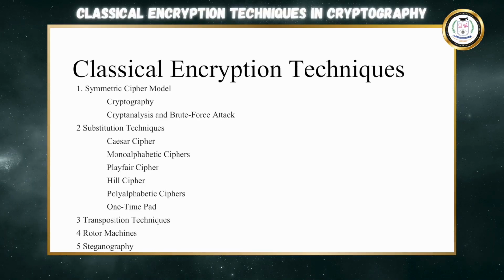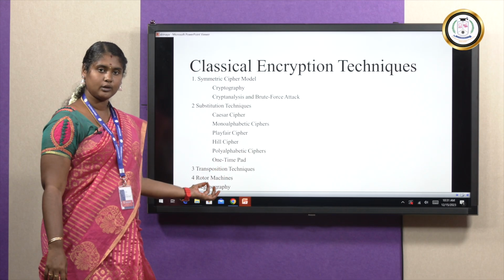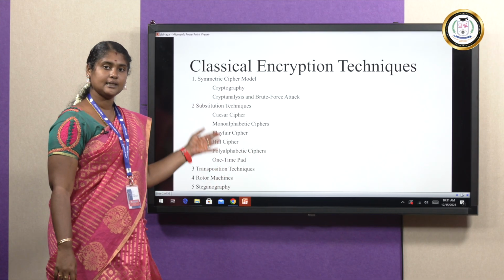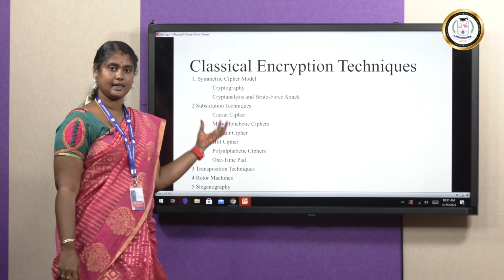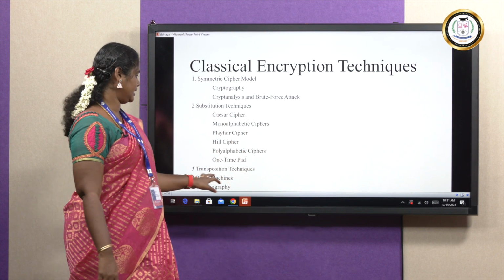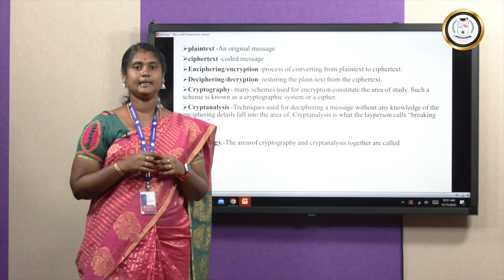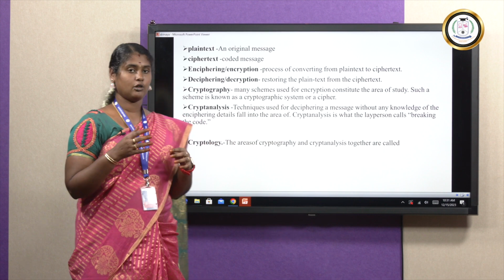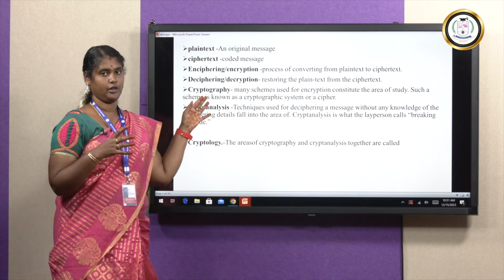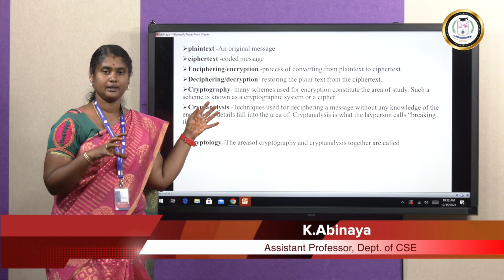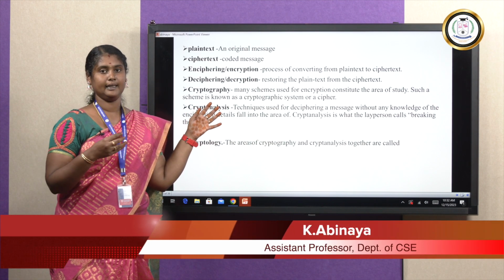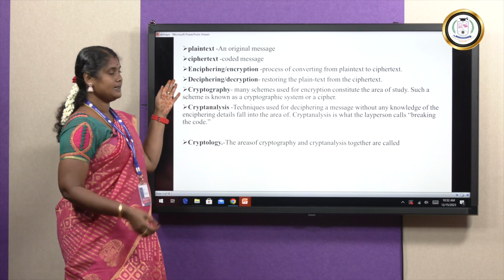Here we have the symmetric cipher model, the substitution technique, the transposition technique, rotor machine and steganography. These are the techniques used in classical encryption. First of all, we need to know the terms. Plain text is your original message. When you apply some encryption algorithm to it, the resulting data is considered your ciphertext.